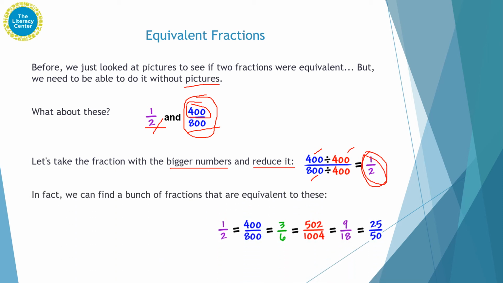In fact, we can find a bunch of fractions that are equivalent to these. 1 by 2 is equal to 400 by 800. This can be simplified into 3 by 6. This can be simplified to 9 by 18 or 25 by 50.